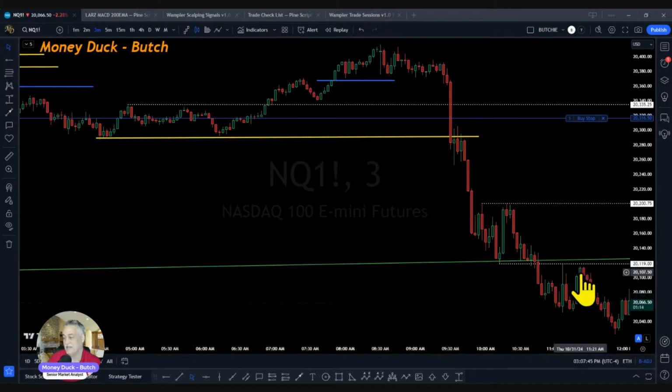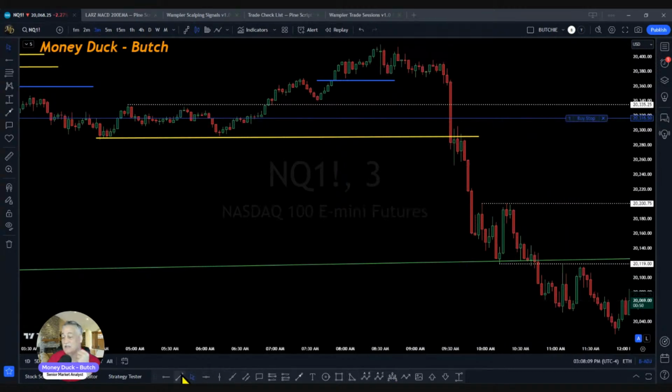Only at that point in time do you want to say that 4-hour line might not hold up after it's been tested or even retested. Sometimes it'll just hit it once. So that would be a time to move your stop. I'm not moving mine down right now. But that is a perfect example of why we hold the runners.